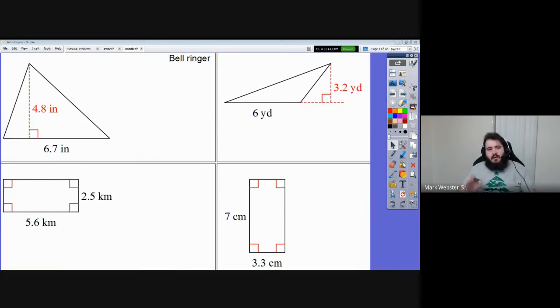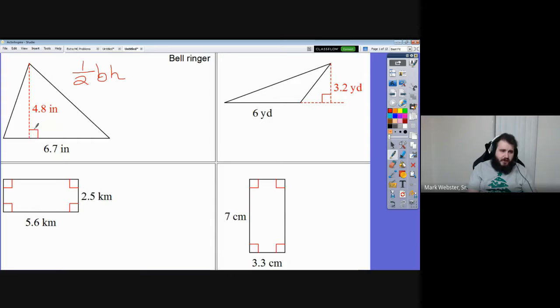Let's go ahead and get started on this bell ringer. Let's take a look at what we have. It's basically just finding the area for these four. And so what are we going to do? We're going to look and say, all right, I've got triangles and I've got rectangles. Area of a triangle is 1/2 base times height, just like we learned long ago.